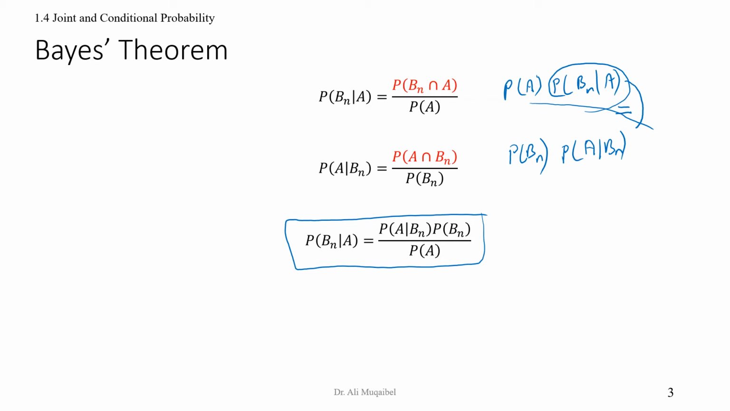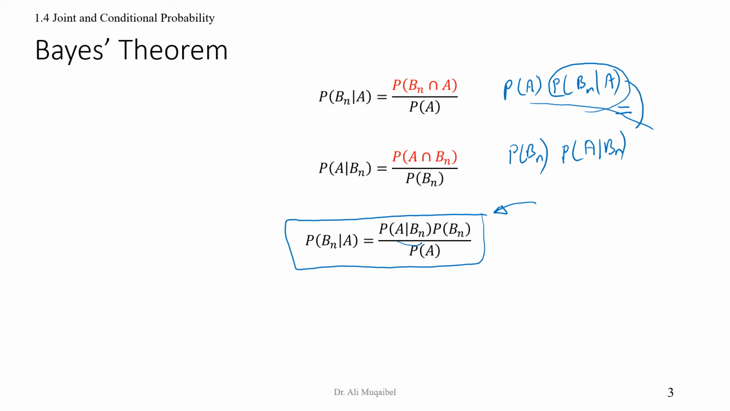So a logical question: what is there in Bayes theorem? Why do we need it? It allows you to flip the condition. If somebody gives you probability of A given Bn, and what you want is the opposite, Bn given A, then using Bayes theorem we will be able to flip the condition. If one is known and we need the other, we can flip the condition using Bayes theorem.